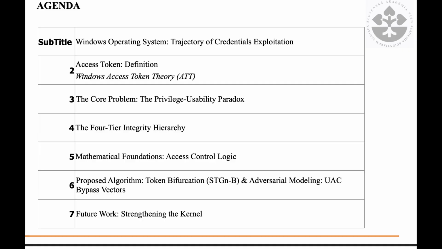And then the sixth point will be the proposed algorithm. What we have proposed is STGNB, which is token bifurcation and adversarial modeling of UAC. We will explain how attackers can bypass UAC, user account control. And then the last point will be our future work and how we will strengthen the kernel.